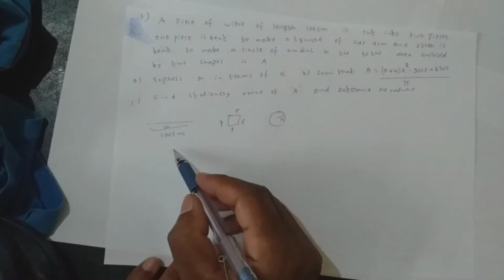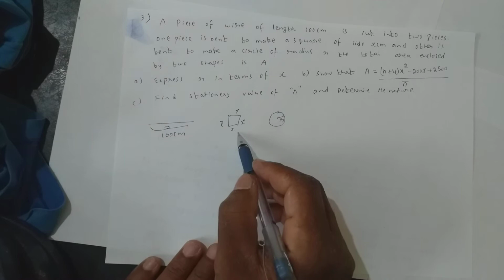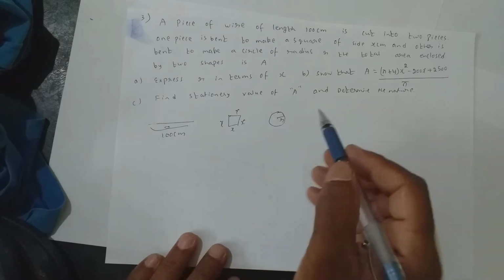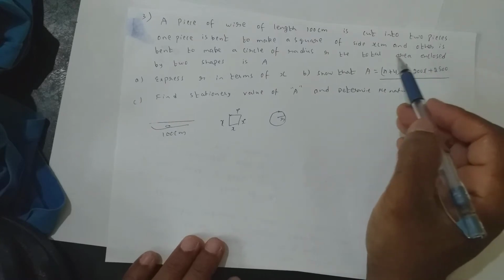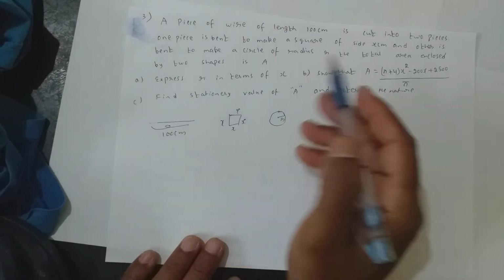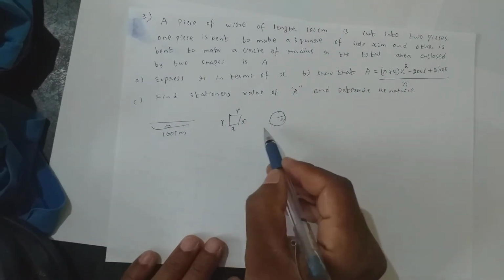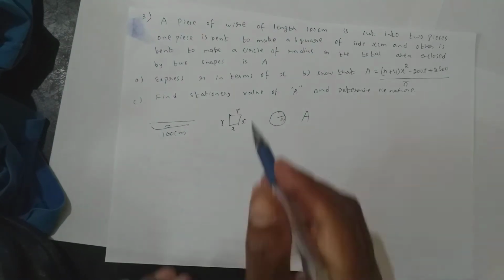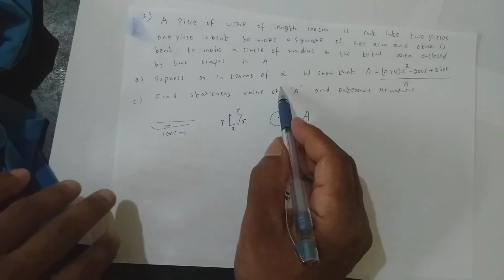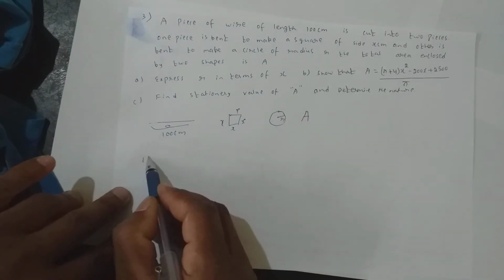So this 100 centimeter is only being converted to a square and also a circle. Is it clear so far? The total area enclosed by the two shapes, area of this plus area of this, is given by capital A. Express r in terms of x, as we did in the earlier questions.